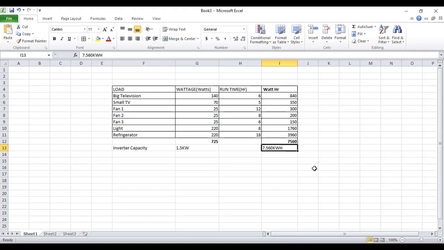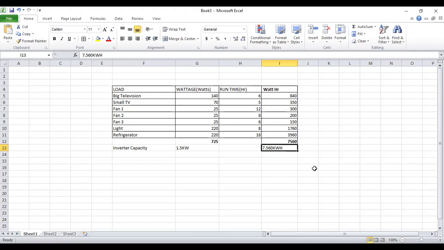So fine. If the client decides that he wants a lithium ion battery, you can just go to the market. The lithium ion batteries are rated in kilowatt hour. For this particular load sizing, we have 7.5 kilowatt hour. So you can go to the market and ask where you can get a 7.5 kilowatt hour lithium battery. It's very easy.